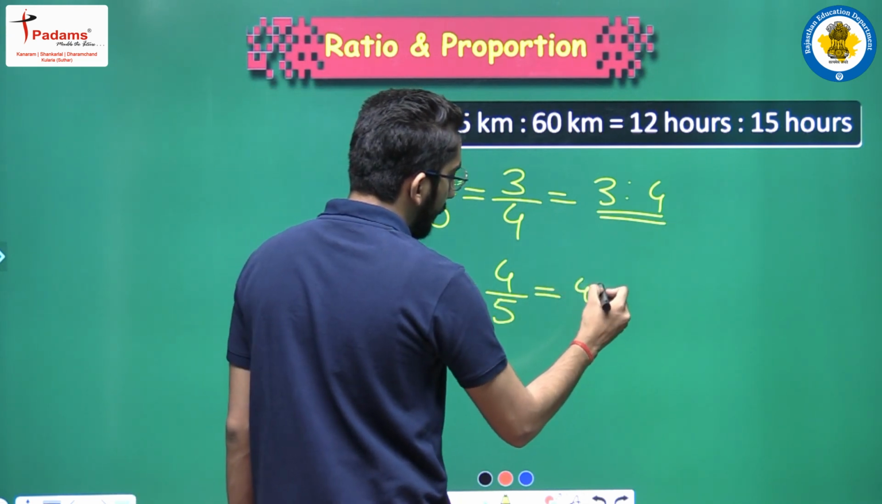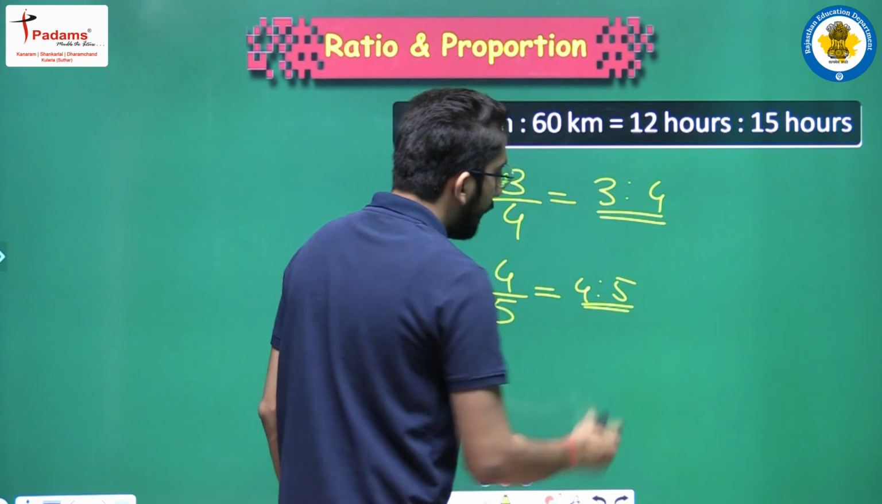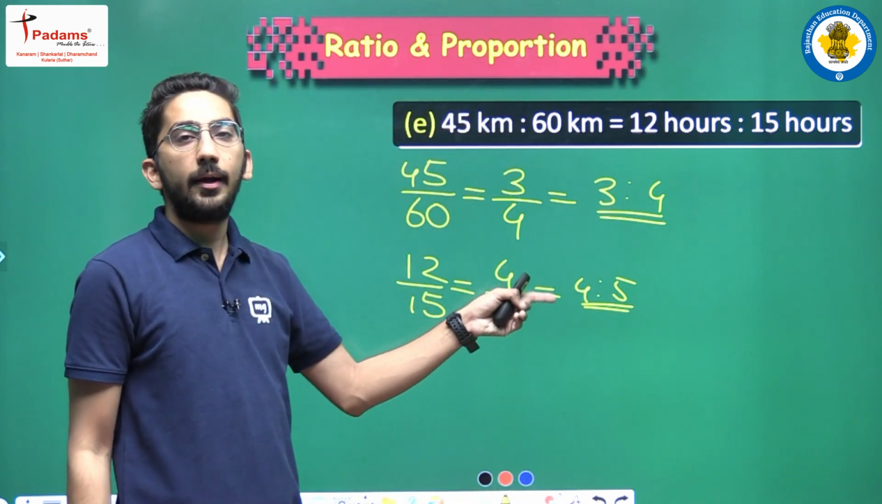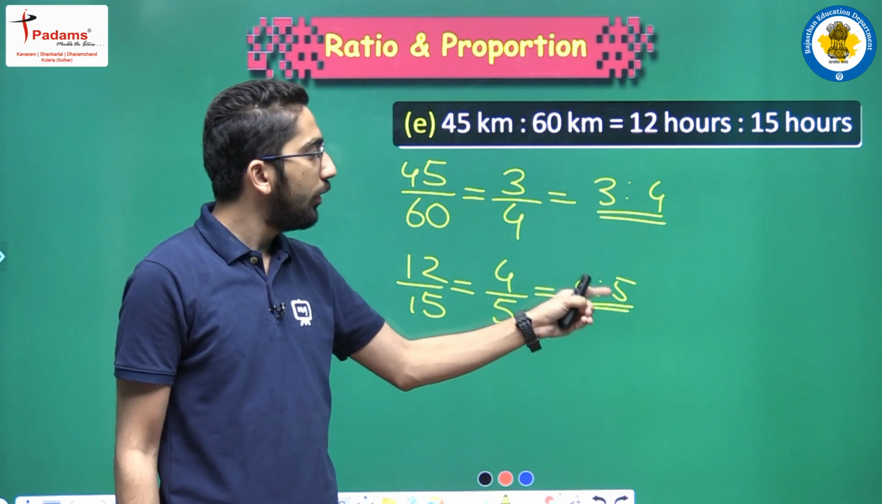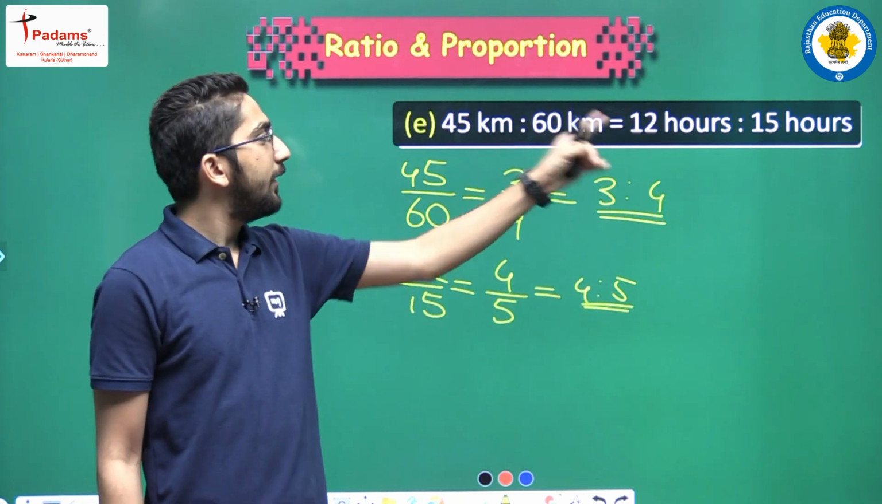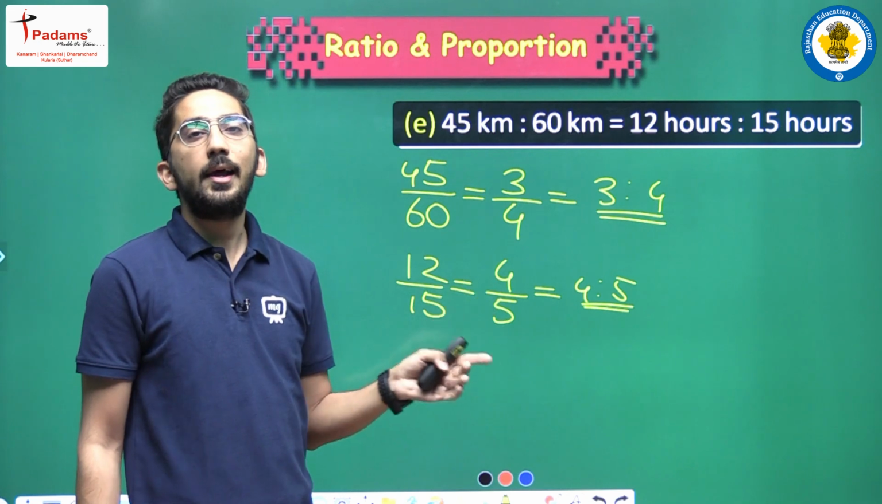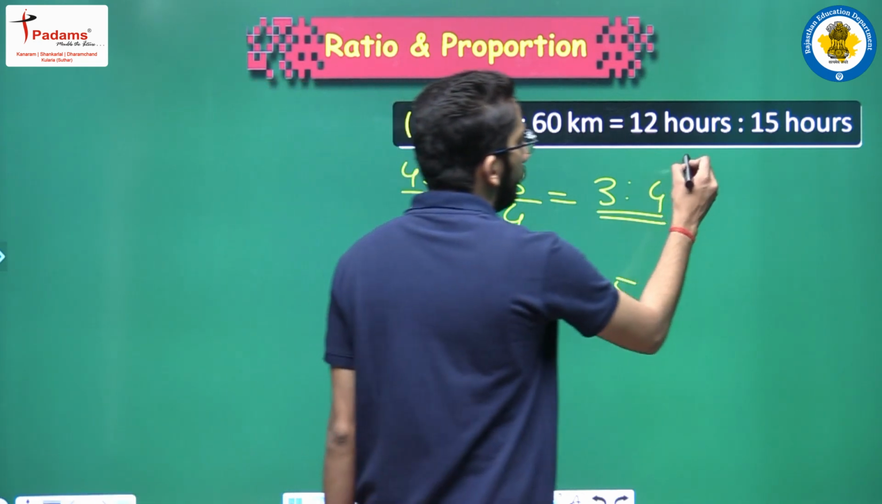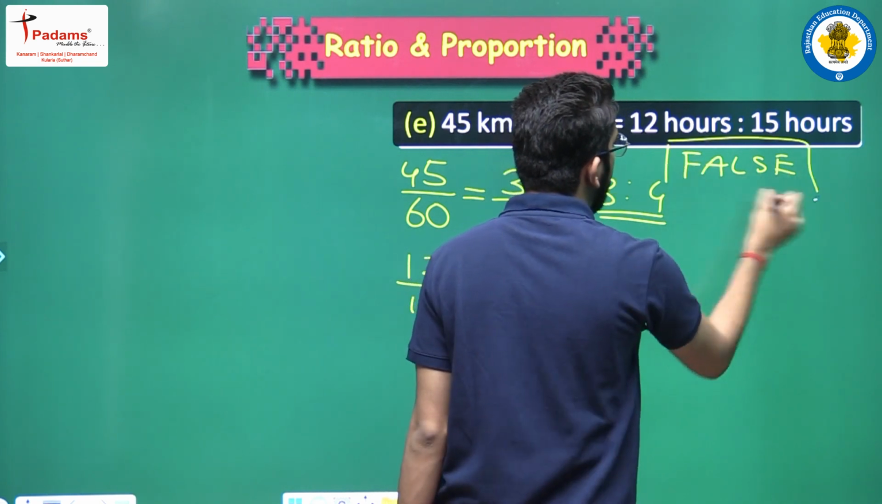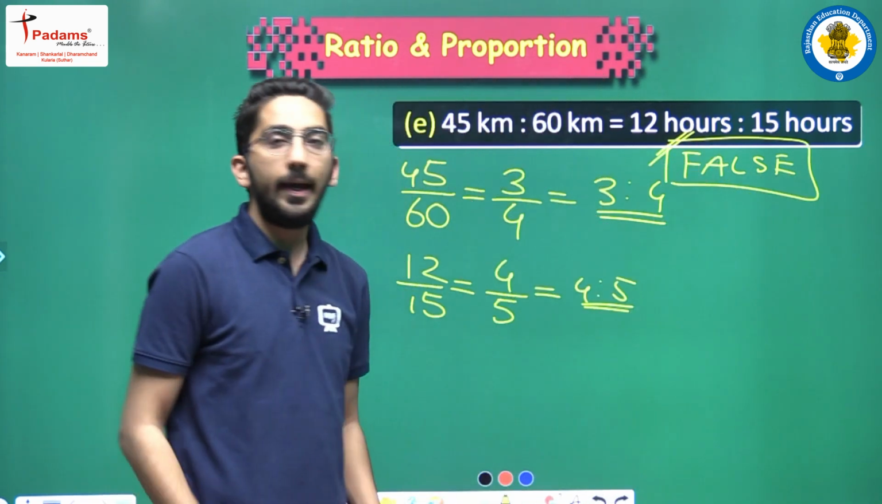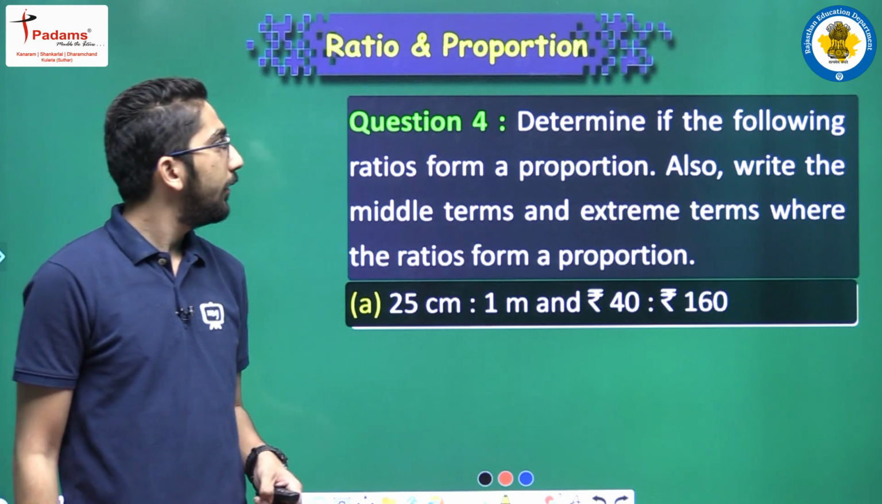So this ratio becomes 4:5 and these two ratios are not equal. This is 3:4 and this is 4:5. तो मैं कहूंगा कि these are not equal. They are not in proportion. So this statement is false. ठीक है, क्लियर है. नेक्स्ट क्वेश्चन देखिए.